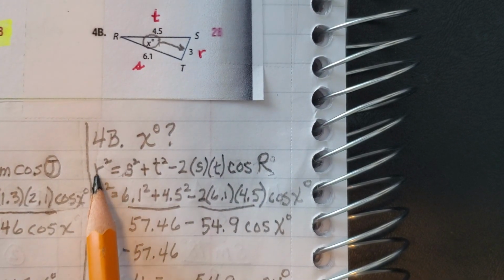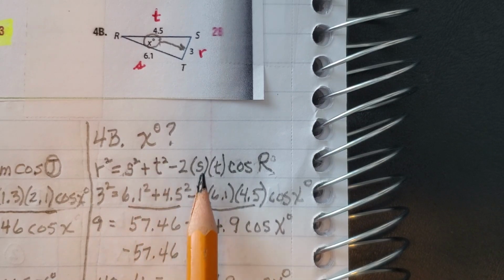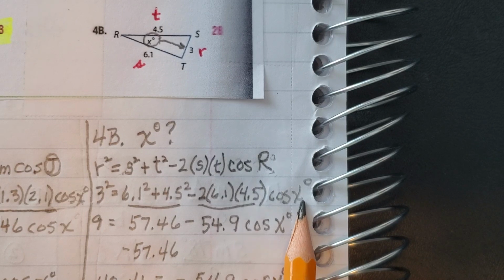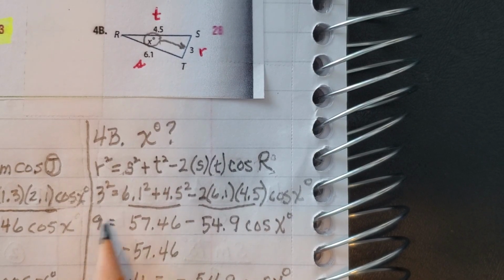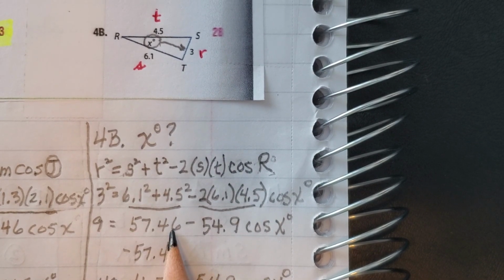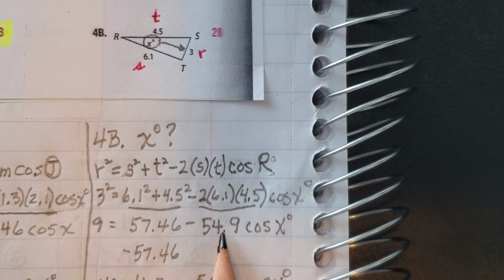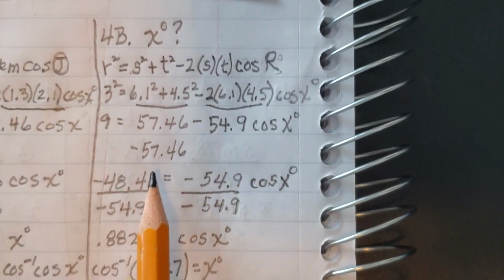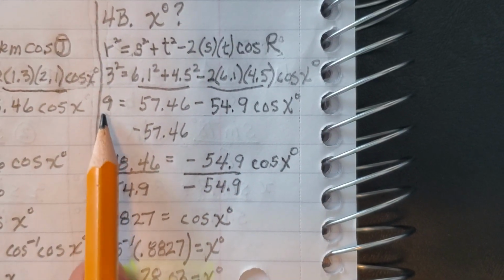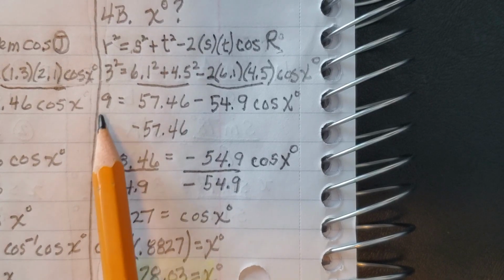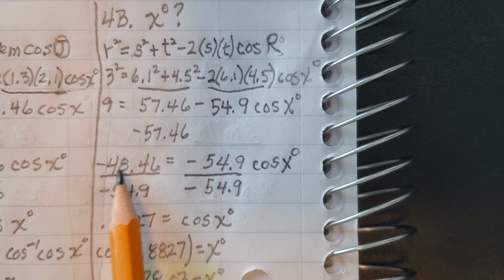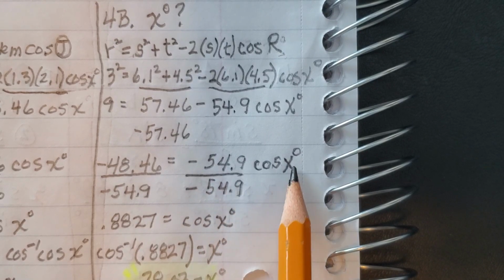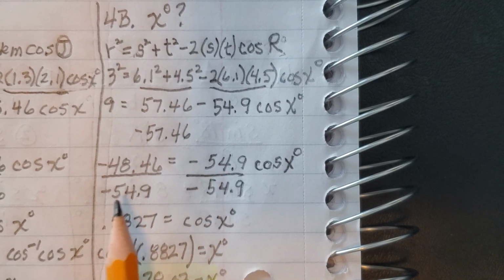So we then substitute the other numbers in, except we're trying to find r, which is x. We're trying to find that degree. So that together is 57.46. This together is negative 54.9. Now we're going to subtract 57.46 from both sides. I didn't subtract it from here because I didn't have room. So 9 minus this is negative 48.46 equals negative 54.9 times the cosine of x, divide by negative 54.9.